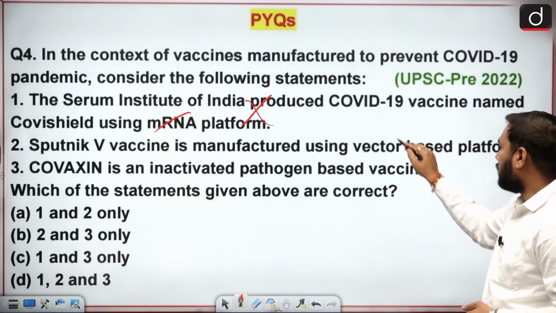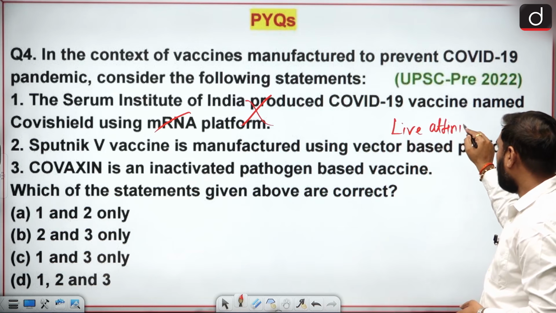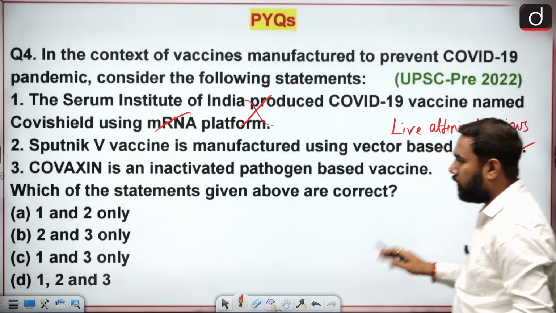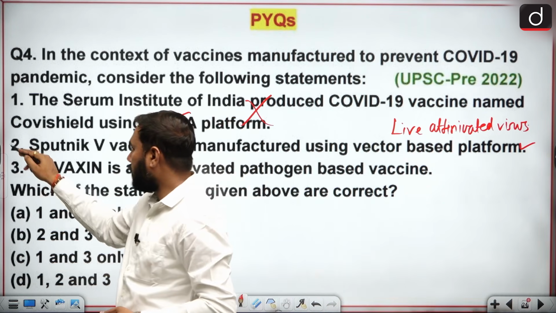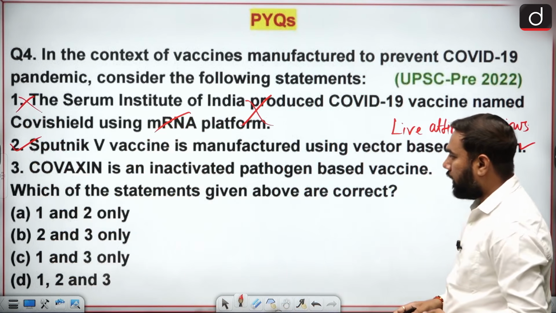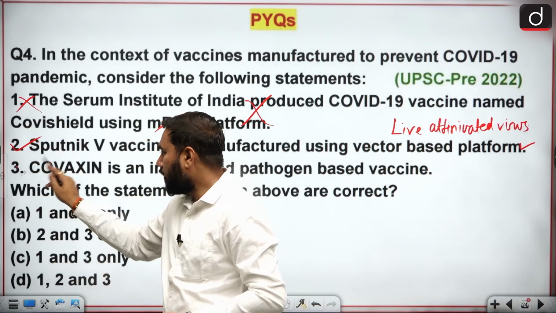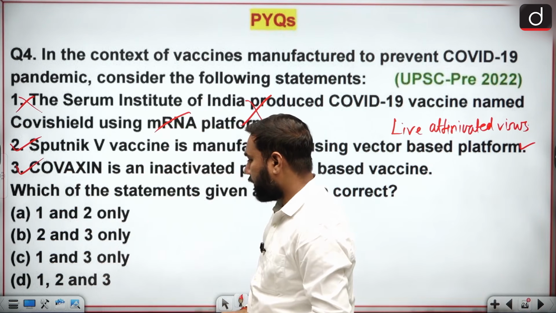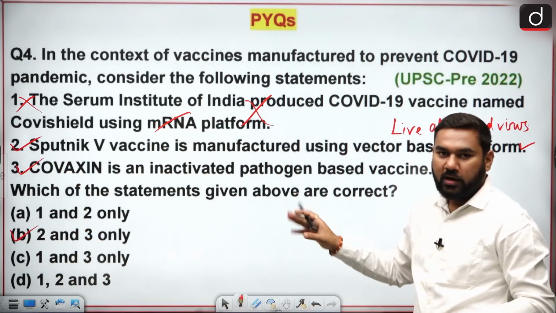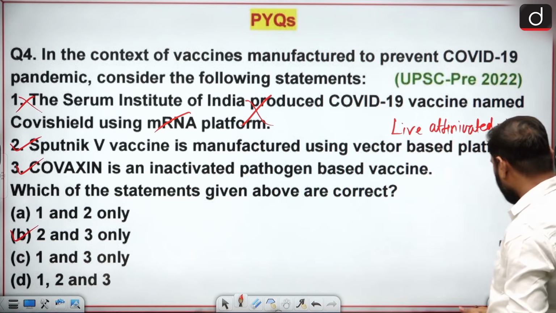Yes, you know that a live attenuated virus is used. We know it. So this is again the correct statement. So the first is wrong, the second is correct. Covaxin is an inactivated pathogen-based vaccine. Yes, this is the correct statement. So the second and third are correct, option B. Clear? Very easy one. After reading this topic, you are capable of knowing the answers.